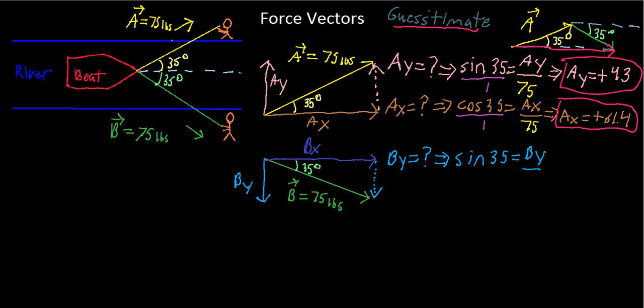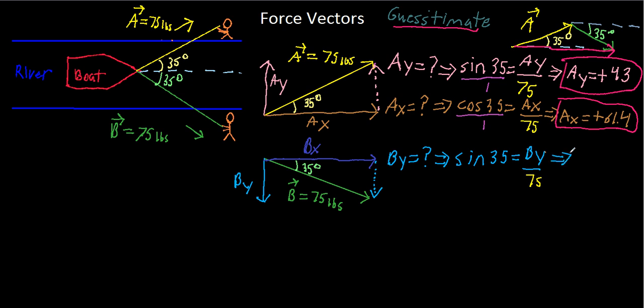over 75. And I want to stop right here before we go any further. I want to point out that y components are not always sine and x components are not always cosine. It just worked out that way this time. But you got to look at your triangle to know if it's going to be sine or cosine. Well, if you look, we're just going to put this over 1 again. We can say 75 times the sine of 35 is b of y.